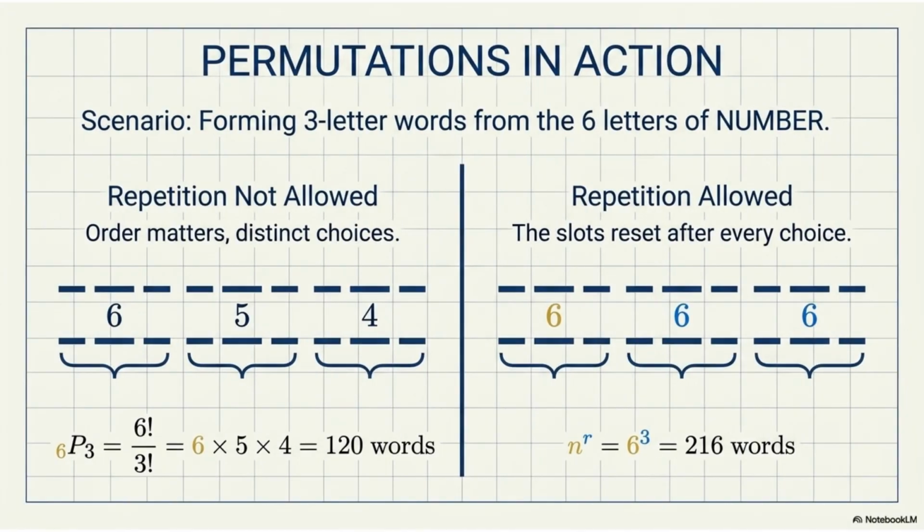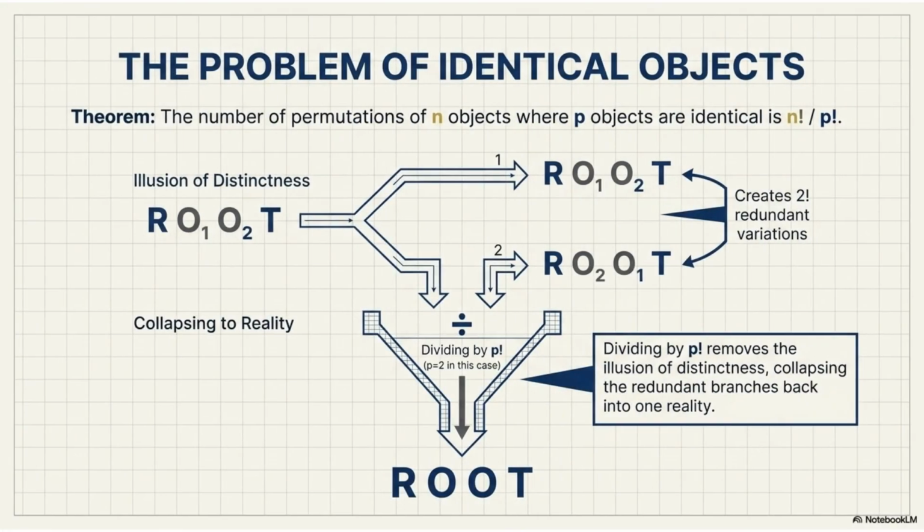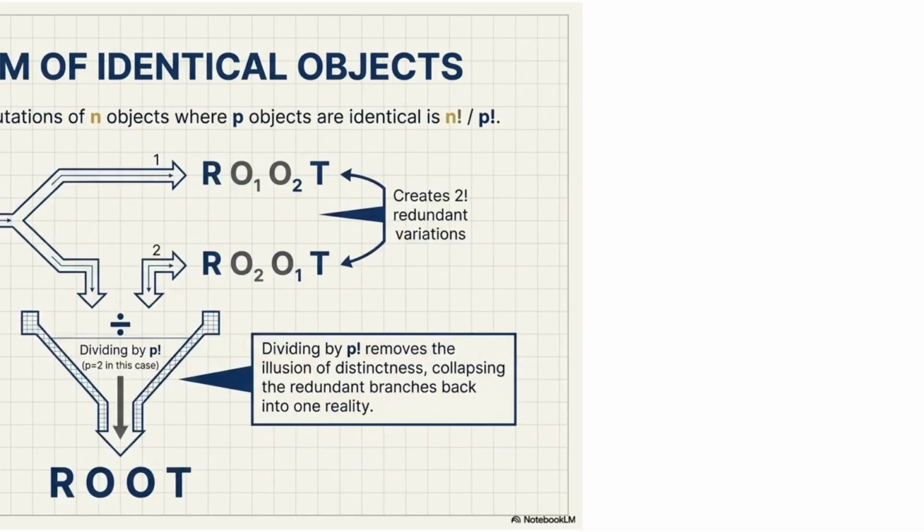Forming 3-letter words from the 6 letters of "number" gives us different results depending on whether repetition is allowed. Order matters, and as you can see, the math changes accordingly. What happens when objects are identical? If we arrange the letters in the word "root," we must divide by the factorial of the repeating objects to remove redundant variations and collapse the permutations back into reality.